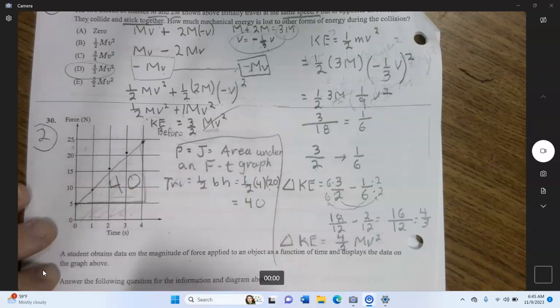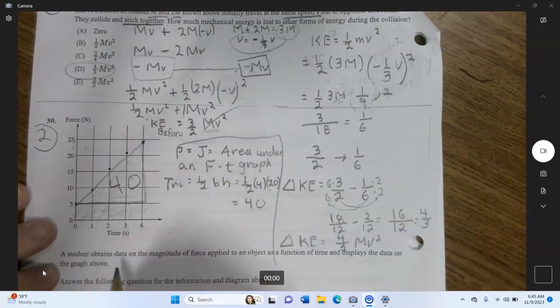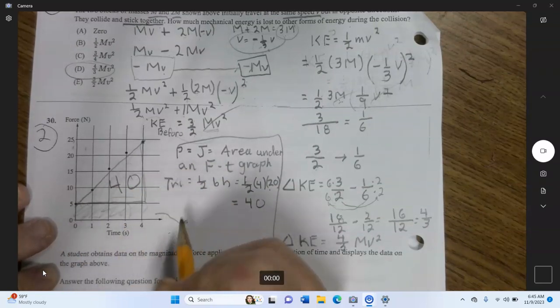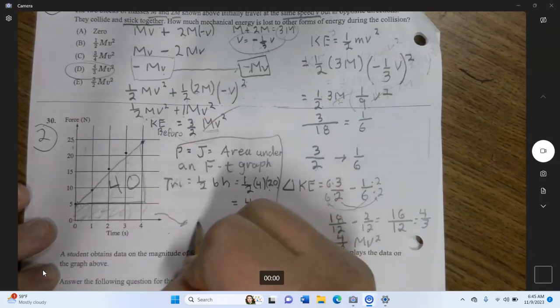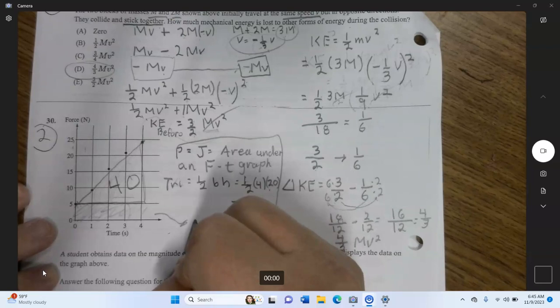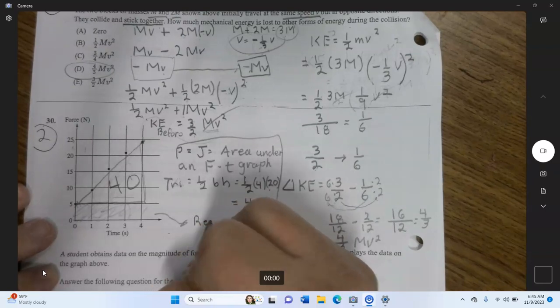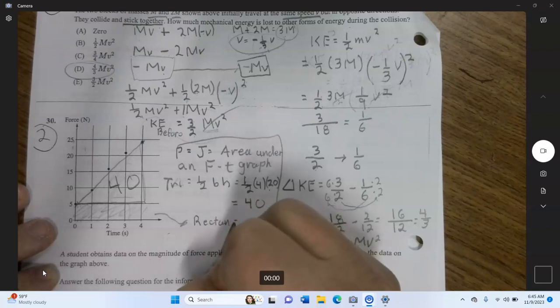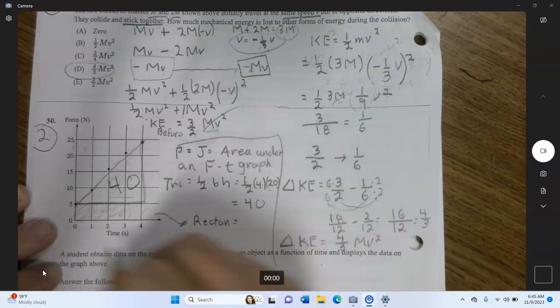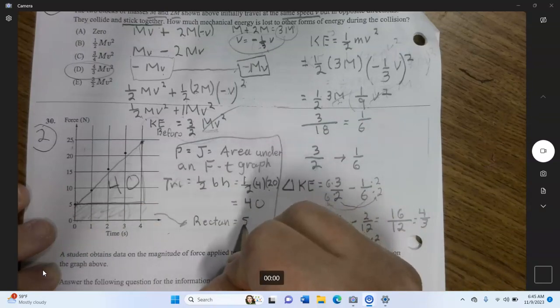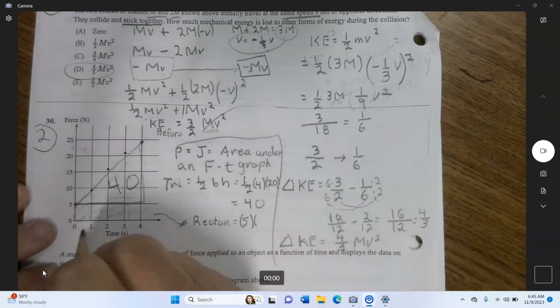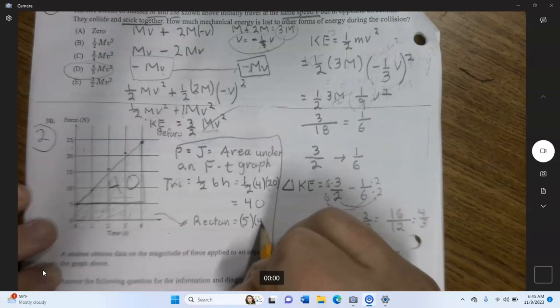Okay, right there. Now you need this area down here, and it goes 0 to 5. It's a rectangle. So I'll just write rectangle. Okay, and that's going to be base, or excuse me, length times height. So it's 5 times 1, 2, 3, 4 is 20.